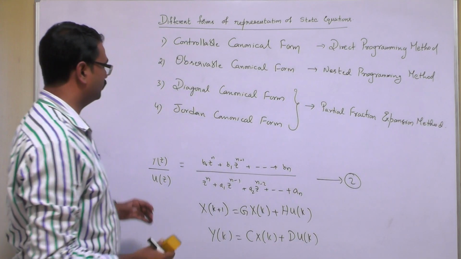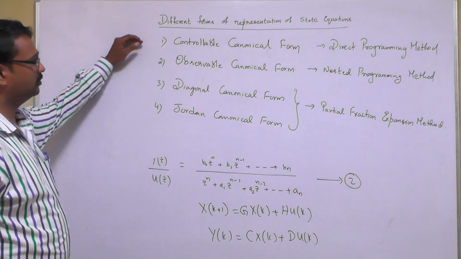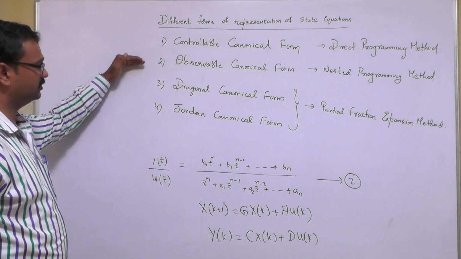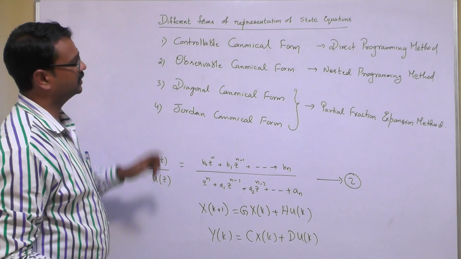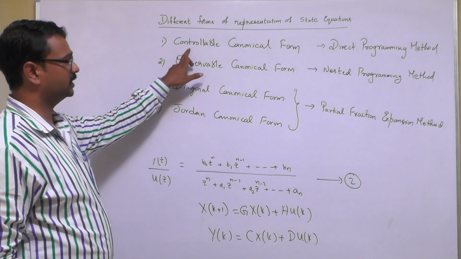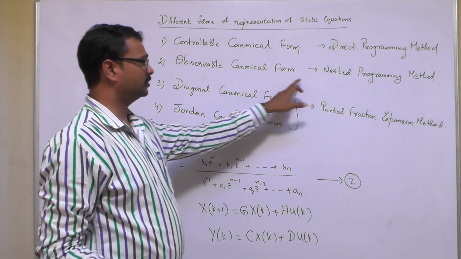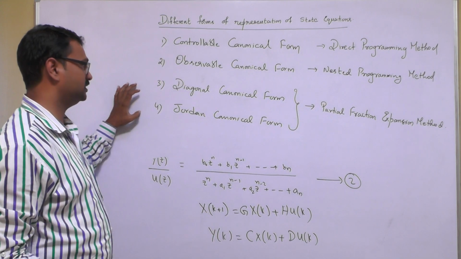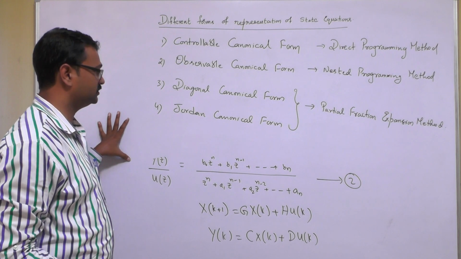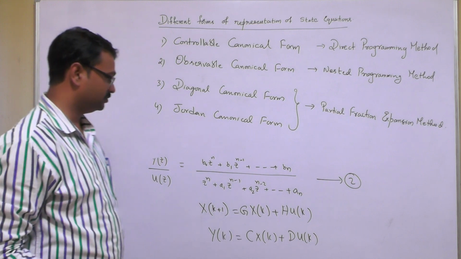So we have 4 different types of representations here: the controllable canonical form, the observable canonical form, the diagonal canonical form, and the Jordan canonical form. The controllable canonical form can be obtained by the direct programming method, the observable canonical form by the nested programming method, and these 2 forms, diagonal canonical as well as Jordan canonical form, can be obtained by the partial fraction expansion method.